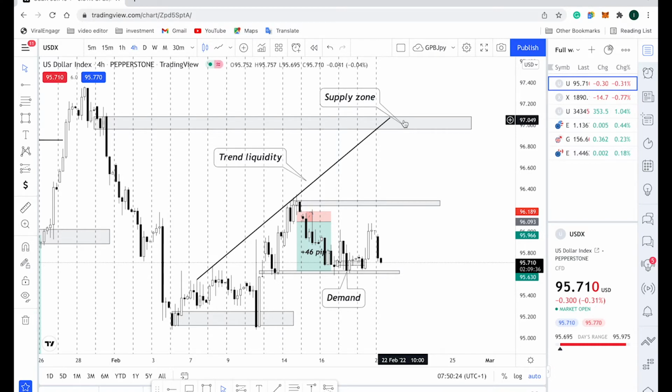Because one thing you can't do with the market is dare to trade against the trend. Believe me, it can be deadly at times. Trying to trade against the trend can be deadly at times. So you don't trade against the trend.